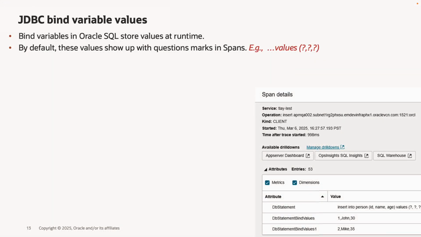Bind variables in Oracle database allow you to reuse the same SQL statement with different values at runtime. When analyzing a JDBC span in APM, you may notice that bind variables appear as question marks in the DB statement attribute. Because you cannot see the actual values used in the query, in some cases, it makes it challenging to troubleshoot issues or analyze data.